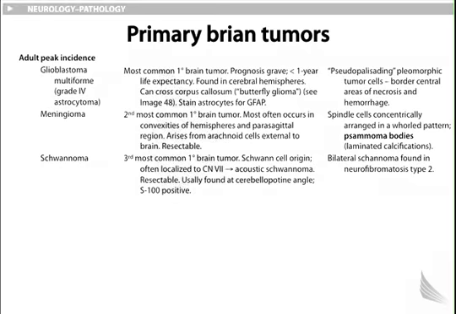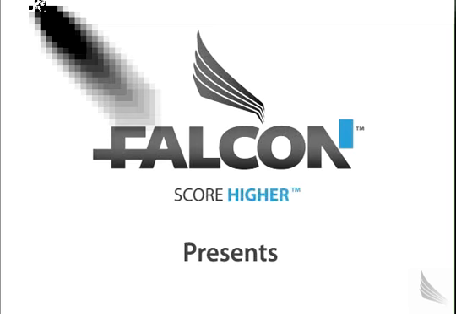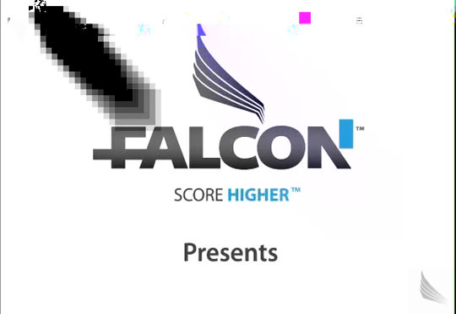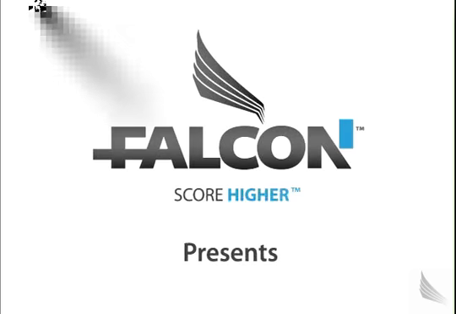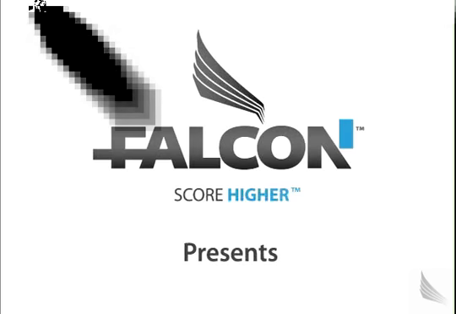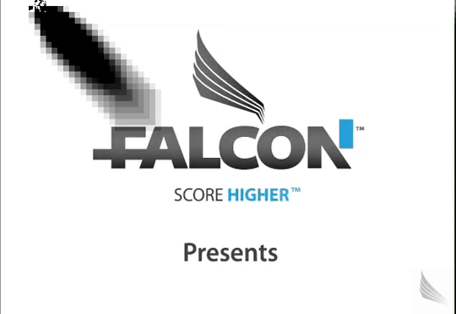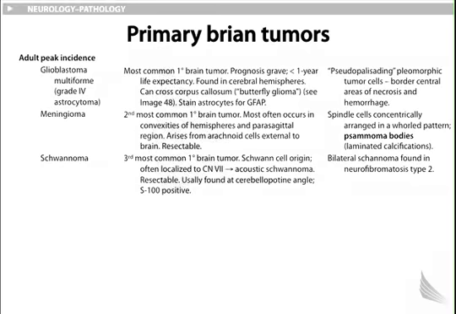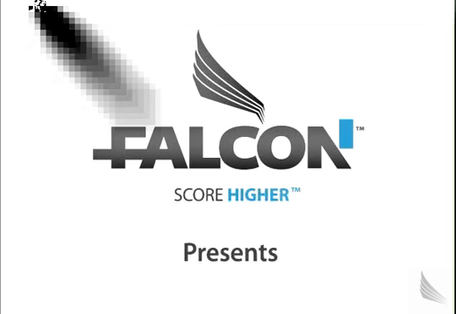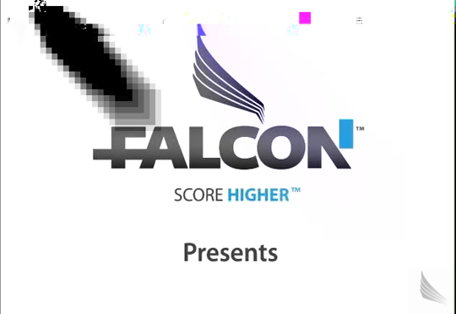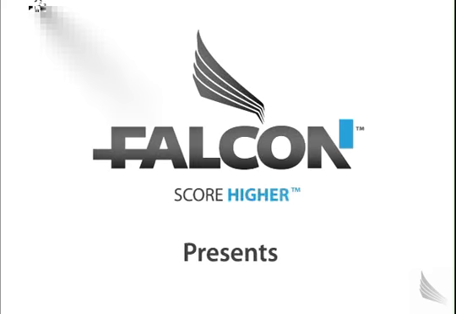Schwannomas are the third most common primary brain tumor. These are Schwann cell derived, and the most common place where they're found is localized to cranial nerve 8. These are called acoustic schwannomas or acoustic neuromas. These are also resectable, and they're usually found at the cerebellopontine angle. Pathologically, these cells are S100 positive.